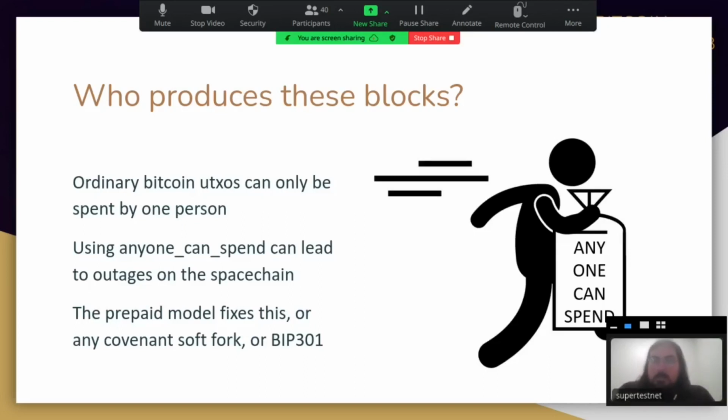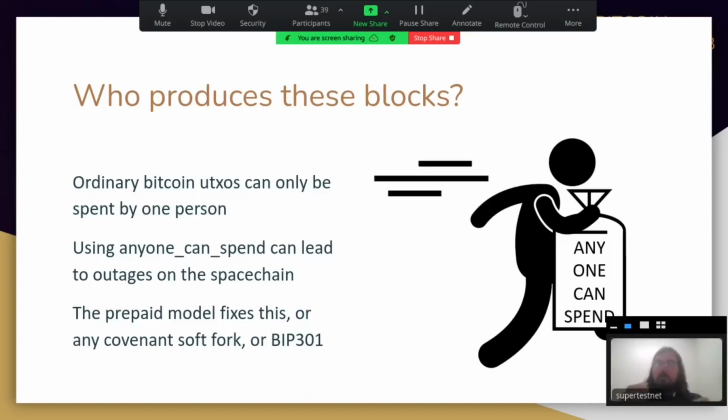So who produces these blocks? Well, ordinarily, a Bitcoin address can only be spent from by one person. Usually a Bitcoin address is basically a public key. You send money to it, and then only the person who has the private key to that address can spend it.